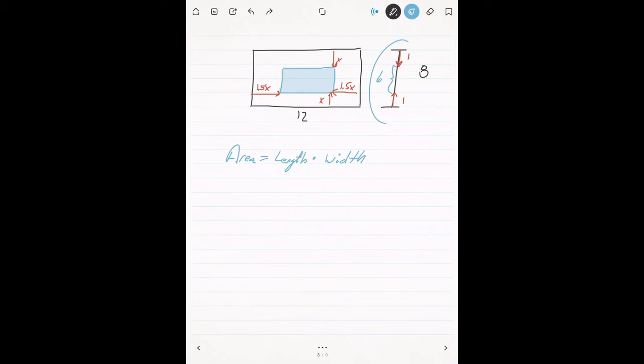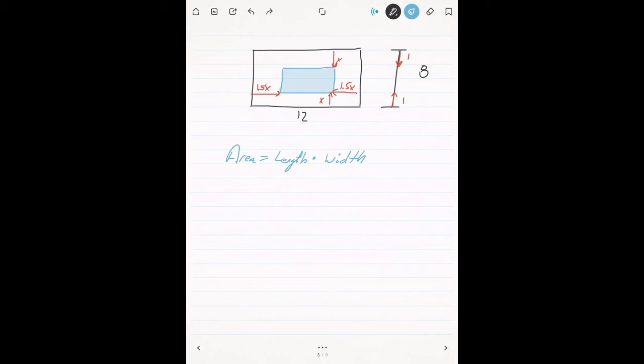I mean, think about it. We started with 8 feet in total, but you moved in 1 foot here. So we only had 7 feet left over. But then we moved in a foot here, so now we only have 6 feet left over. So that's how much space we would have left.